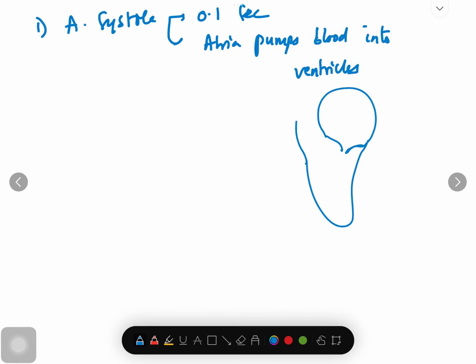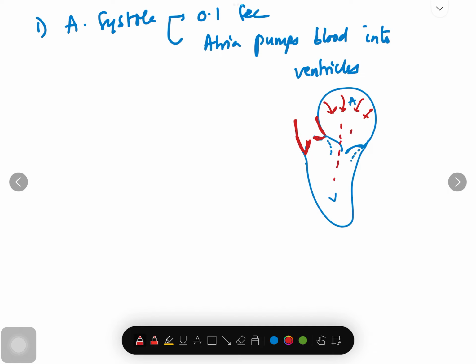If we draw a diagram, guys, I'm poor at drawings, but just please bear with me. Let us first say this is the atria, this is the ventricle, and this is the aortic valve. This is the opening of aorta. Let this be in red color so that it will be easy for you guys to understand that it's an aortic valve. So atria is squeezing itself.